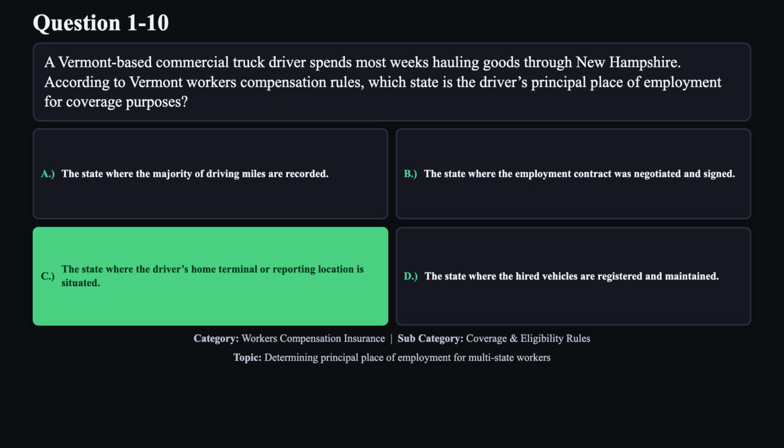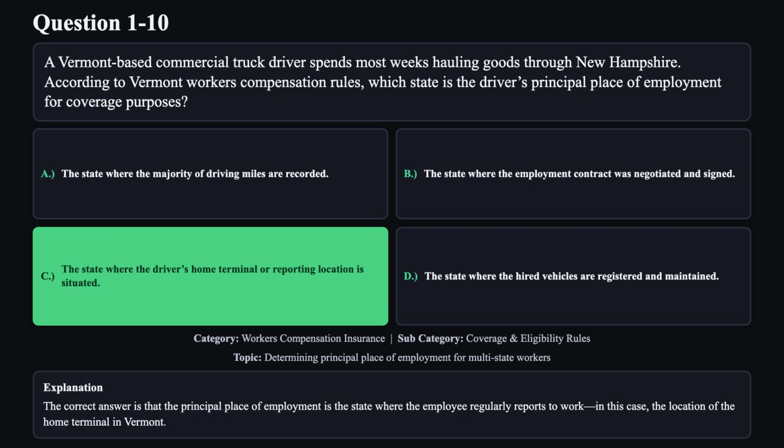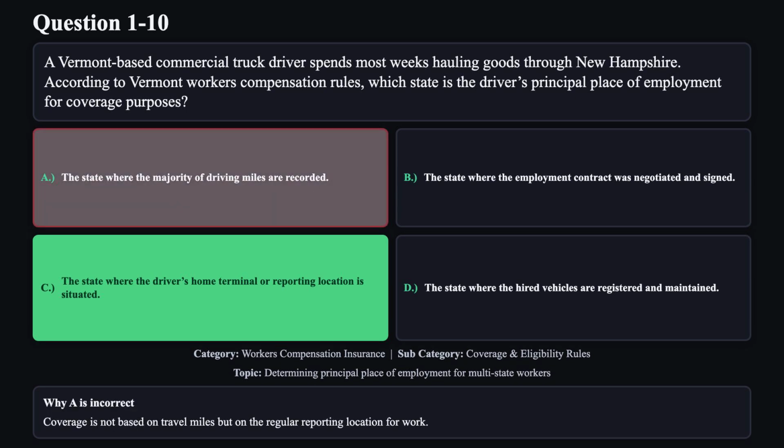The correct answer is C. The correct answer is that the principal place of employment is the state where the employee regularly reports to work, in this case, the location of the home terminal in Vermont. Reason A is not correct. Coverage is not based on travel miles but on the regular reporting location for work.